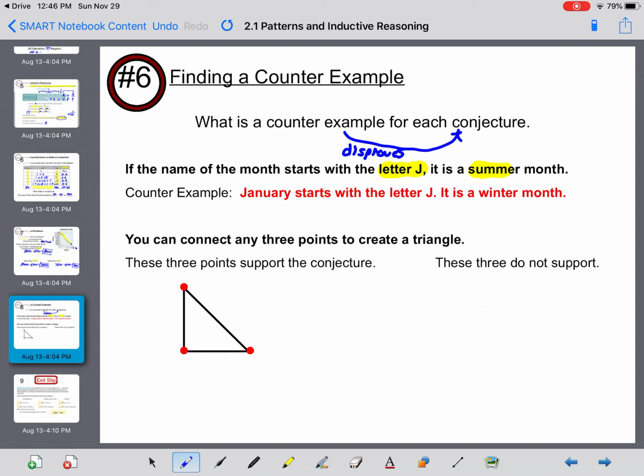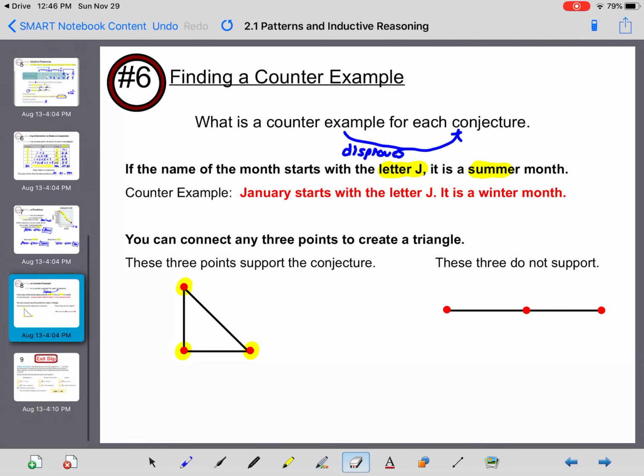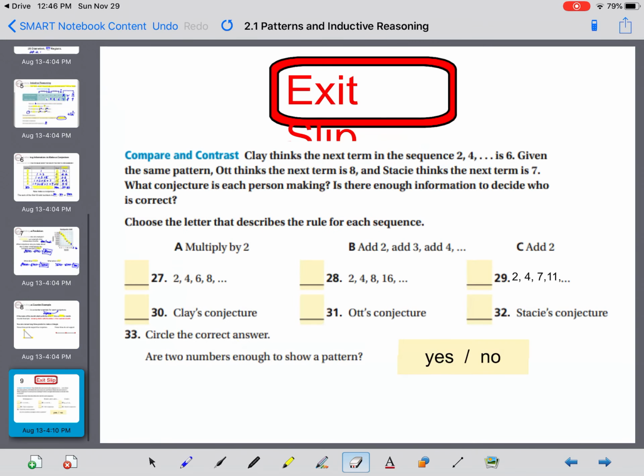You can connect any 3 points to create a triangle. Well, we have 3 points here, and we absolutely can create a triangle between them. But we need a counterexample that disproves this statement. What about 3 points that are perfectly within a line? Those 3 points could never make a triangle. They can only result in a straight line. So there's your counterexample.